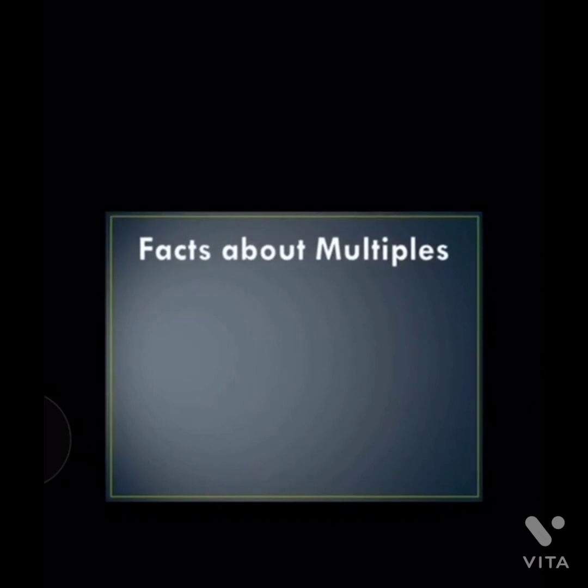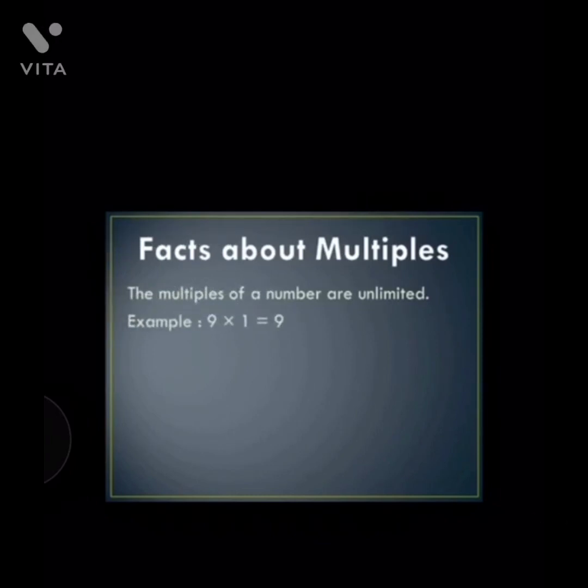The next property about multiples states that the multiples of a number are unlimited. Let's take the multiples of 9. The first multiple of 9 is 9. The second multiple is 18. The third multiple is 27. The fourth multiple is 36. Fifth multiple is 45. Sixth multiple is 54, and so on. So, from this we conclude that if we keep multiplying 9 by other numbers as well, we will keep getting the multiples of 9.